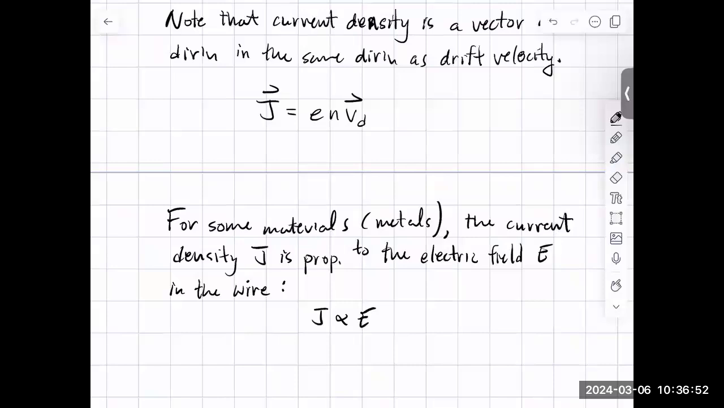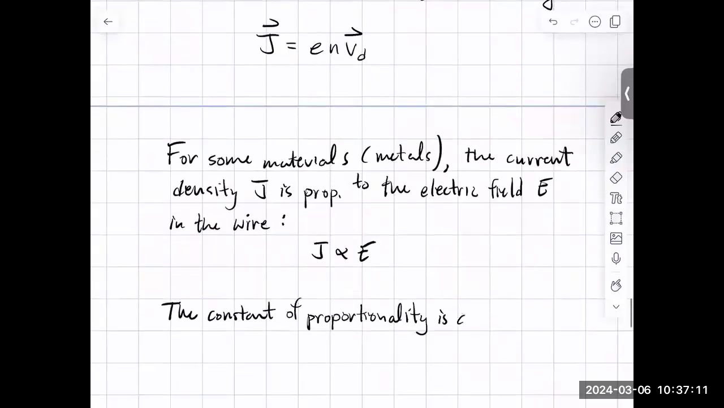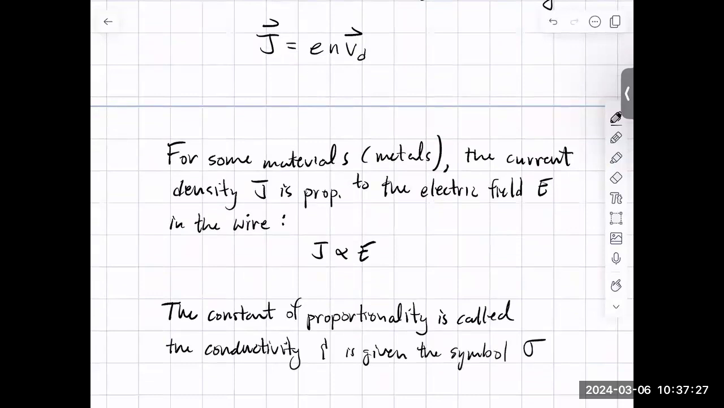And if they are proportional to one another, that means they're related by a constant of proportionality. And so the constant of proportionality is called the conductivity, and is given the symbol sigma. So this is Greek letter sigma.